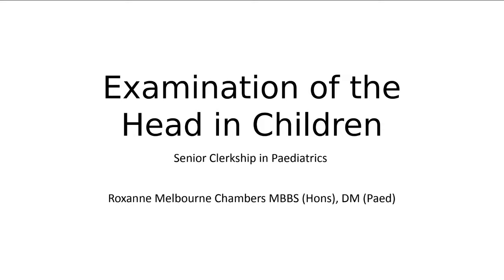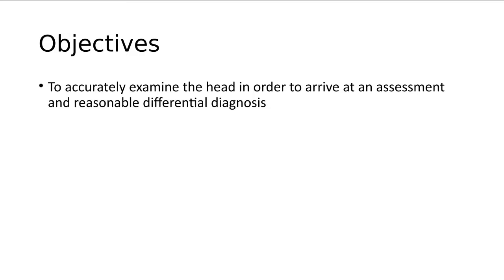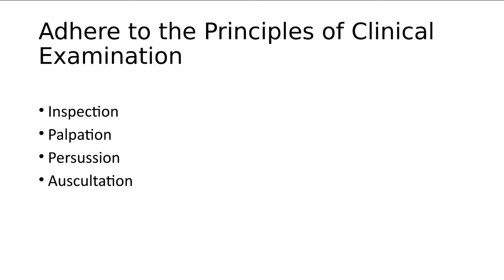Okay, so we're going to go on to the other lecture, which is examination of the head in children. We need to be able to examine the head accurately in order to arrive at an appropriate assessment and reasonable differential diagnosis. Now, we said the principle of examination for dysmorphisms was a head-to-toe approach. For examination of the head, we stick to inspection, palpation, percussion, and auscultation.